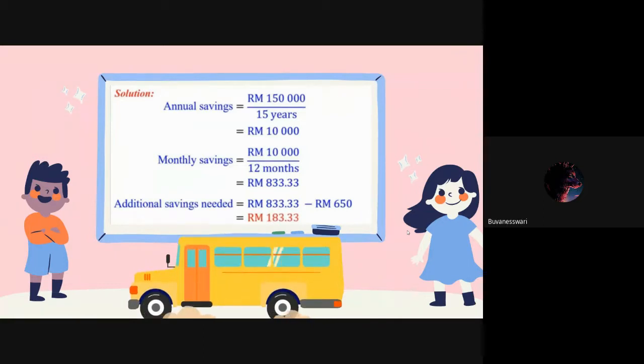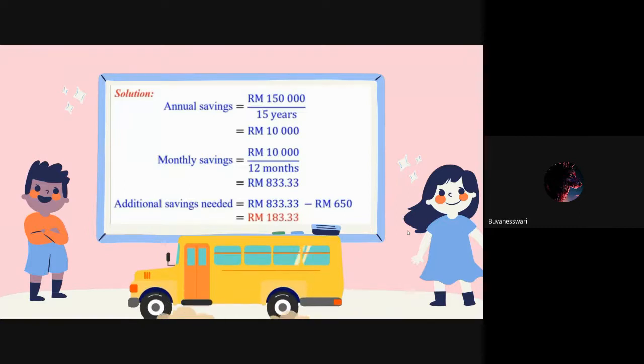Okay, so to create a financial plan, Mr. Wong has to know his annual savings first. Since he has to save 150,000 ringgit in 15 years, he needs to know how much he has to save for 1 year. So he has to divide by 15 years. So he'll get 10,000 ringgit. So per year, he has to save 10,000 ringgit.